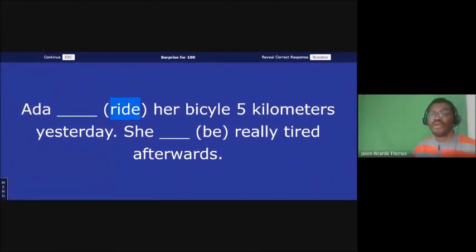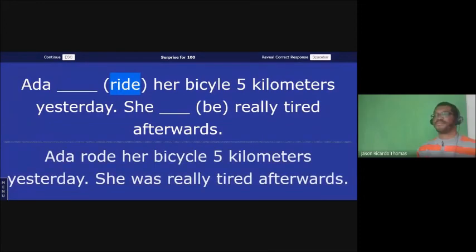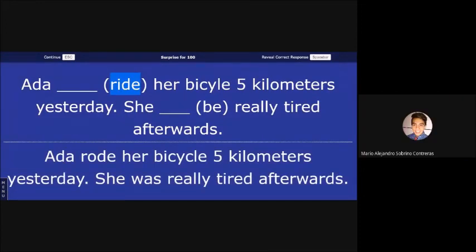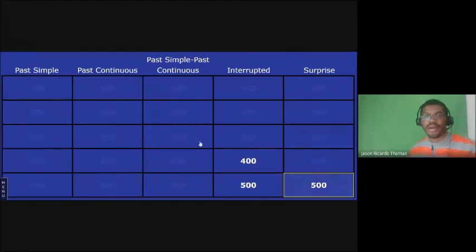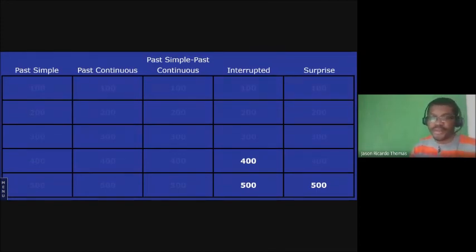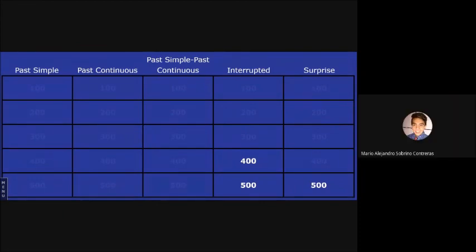Right. Rode. It's an irregular verb. She rode her bicycle 5 kilometers yesterday. She was really tired afterwards. Good. All right. Anybody else? Don't wait for your neighbor. Just say me and choose a category. And fine. Just me and Alejandro. Next one, Alejandro. They don't want to try. Okay, teacher.